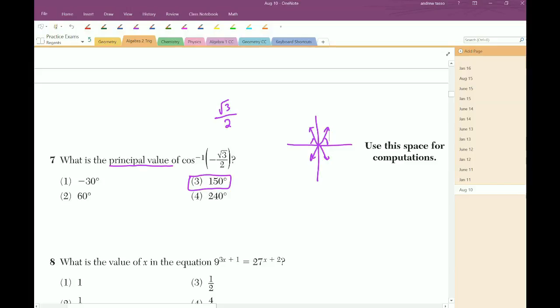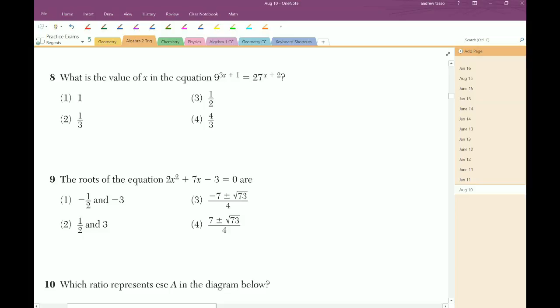From your chart, the angle from cosine that has a value of root 3 over 2, that's just 30 degrees, right? So this angle here is 30 degrees. So therefore this one should be 30 degrees shy of 180. So it should be 150, and that's exactly what we got here in the calculator.